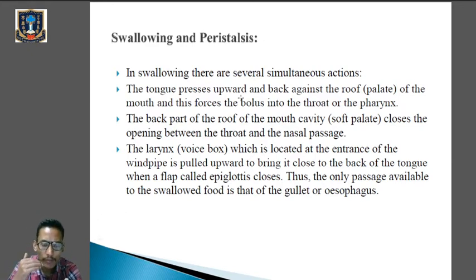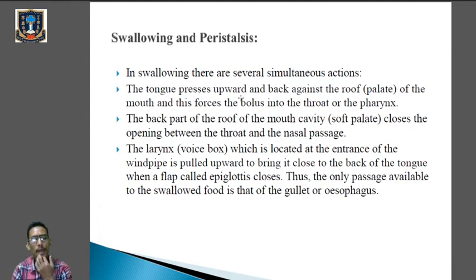And whenever the tongue presses upward and back against the palate, this will force the bolus to go into the throat or the pharynx. So due to the action of the tongue, when the tongue presses against the upper part of the mouth, the bolus will move into the throat or the pharynx.